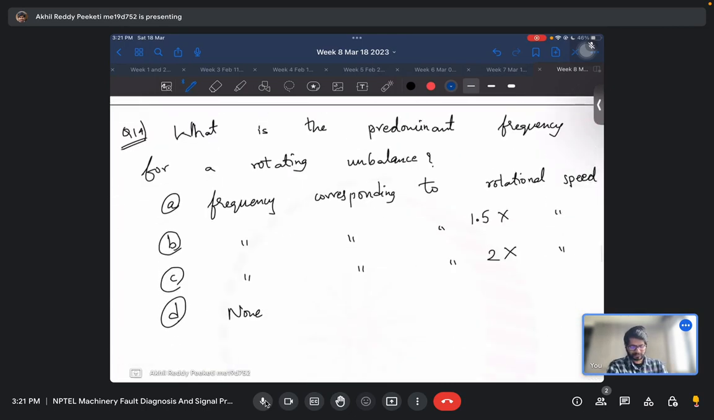Let's look at the next question. What would be the predominant frequency when you have a rotating unbalance in the frequency spectrum? So with this rotating unbalance, you have your accelerometers and you calculated the FFTs and plotted the frequency spectrum. Now, if it is a rotating unbalance, how will it show up in the frequency spectrum?